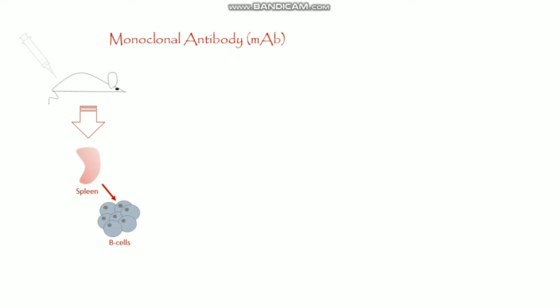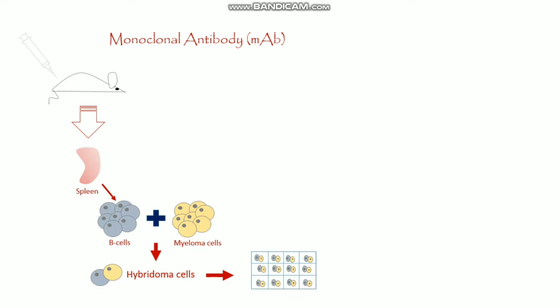So this is why B cells are fused with myeloma cells. Basically the myeloma cells are cancer cells, and we know that cancer cells can grow very rapidly. So the myeloma cells fuse together with the B cells, and then they form hybridoma cells. You can understand that B cells and myeloma cells hybridize together, so this is why they are known as hybridoma cells. And then the next process is the screening process.